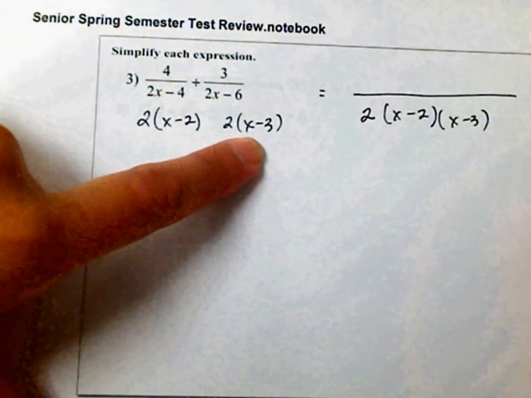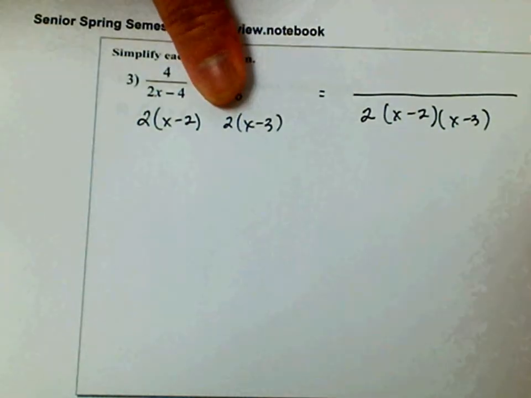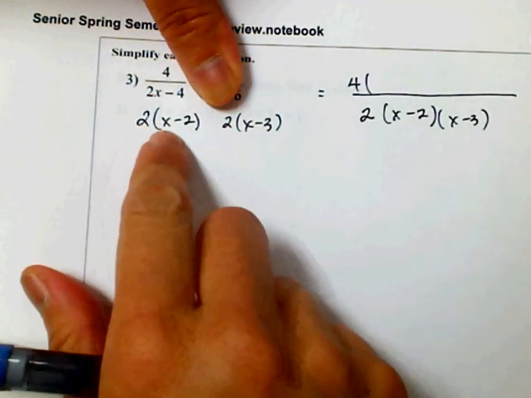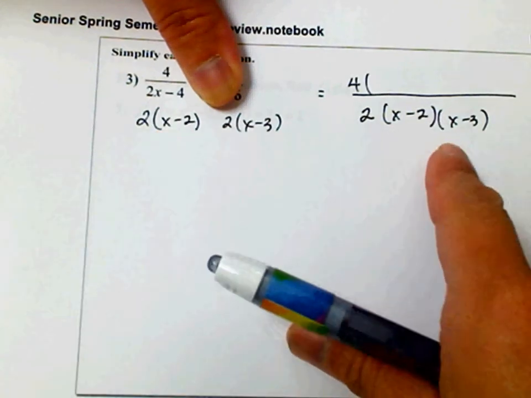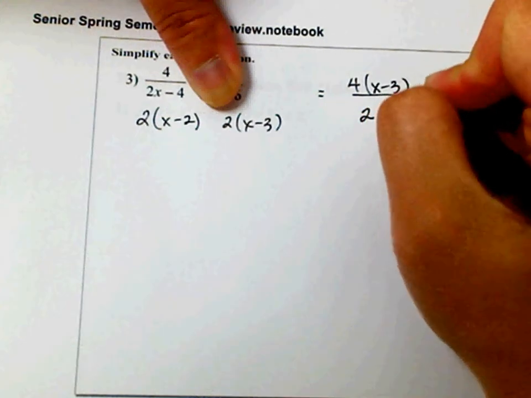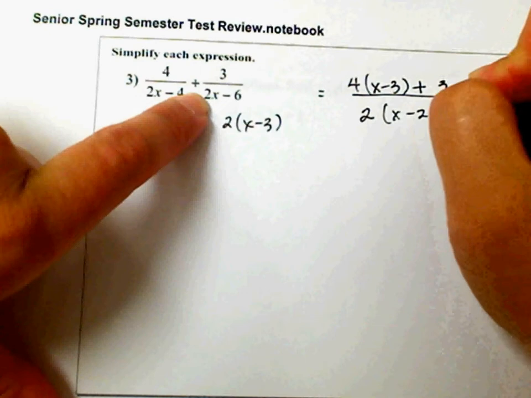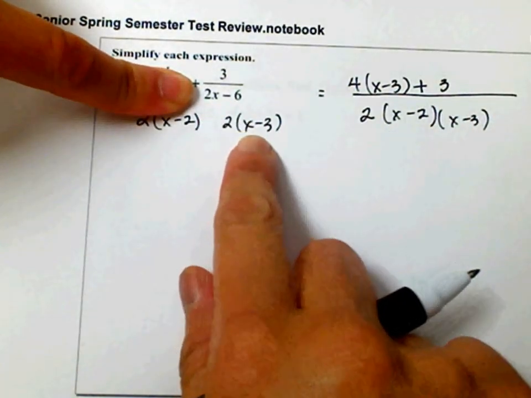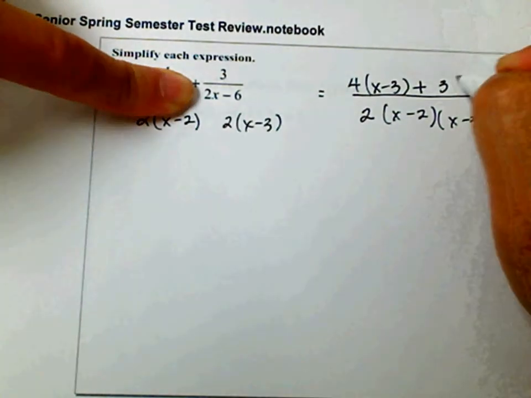Rewrite that one. Okay? Take a look at the first one. Cover this one up. You have a 4. You have 2 times x minus 2. What are you missing from the common denominator here? You're missing an x minus 3. So that's what I'm going to write right there. Keep your sign. Plus 3. You have 2x minus 3. What are you missing from your common denominator? The x minus 2. Bring that over.